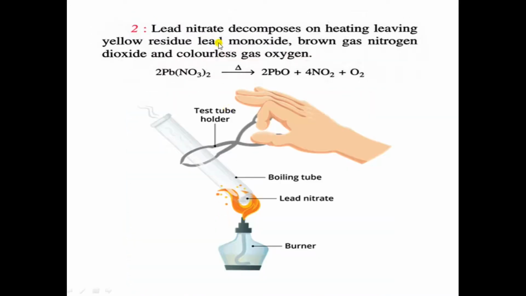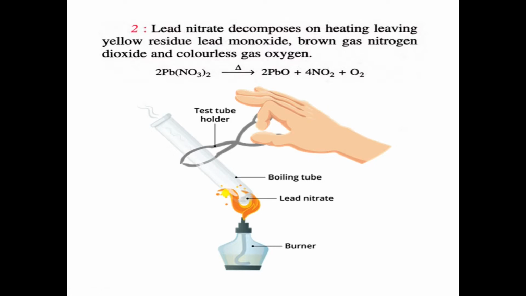Now this is just a picture, as I did not find any practical demonstration of this reaction. So what we are doing is simply heating lead nitrate, and this gas is brown in color, that is nitrogen dioxide. This gas is brown, that is nitrogen dioxide, and oxygen is evolved, and lead oxide will form.